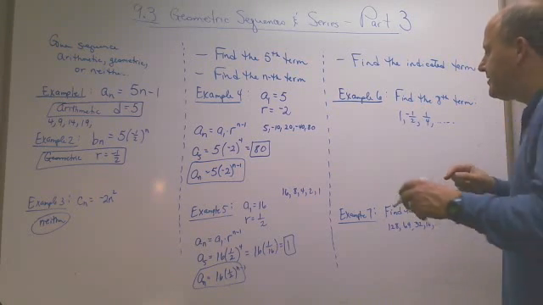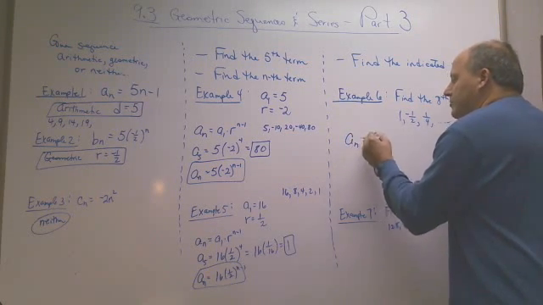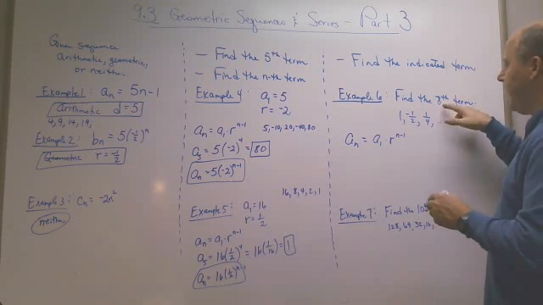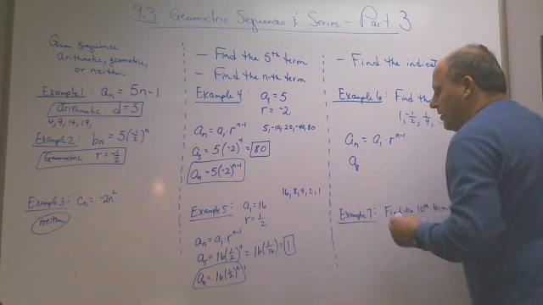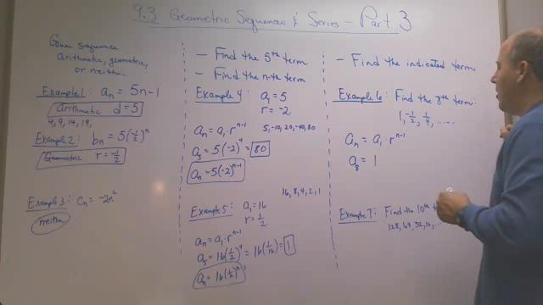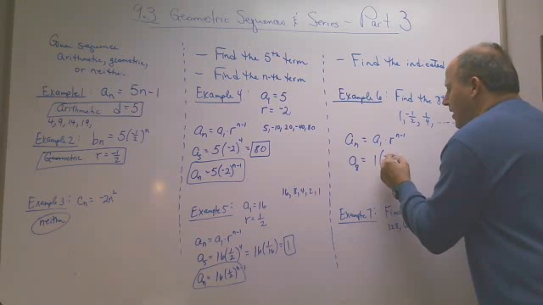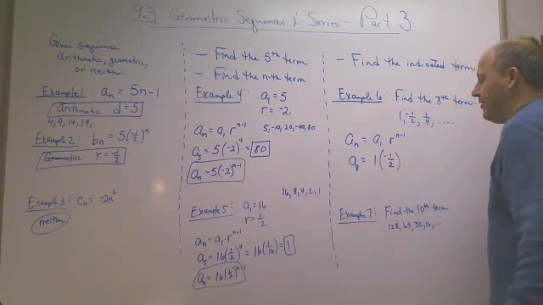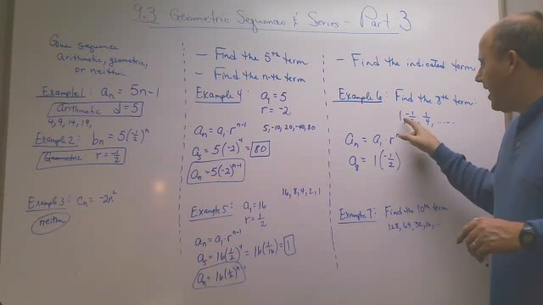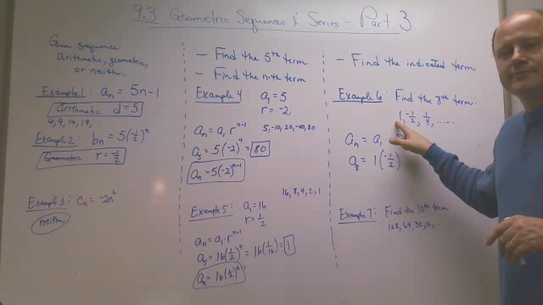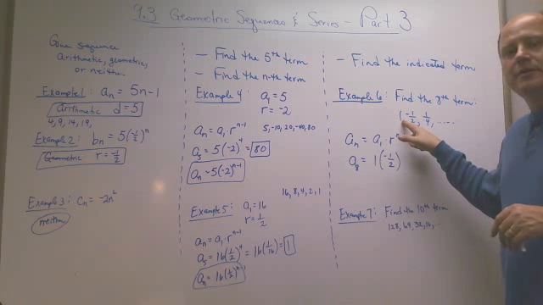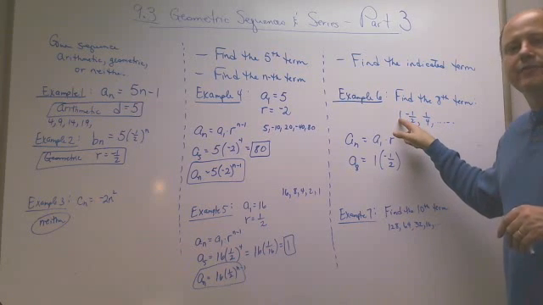So you do the same thing. a sub n equals a sub 1 times r to the n minus 1. Since I'm looking for the 8th term, plug in 8 for the n. a sub 1 is 1. And then r is negative 1/2. And you're like, why is that negative 1/2? I know that because I took the second term and divided it by the first term. That's how you find the r. And since that was a 1, negative 1/2 divided by 1 is negative 1/2.